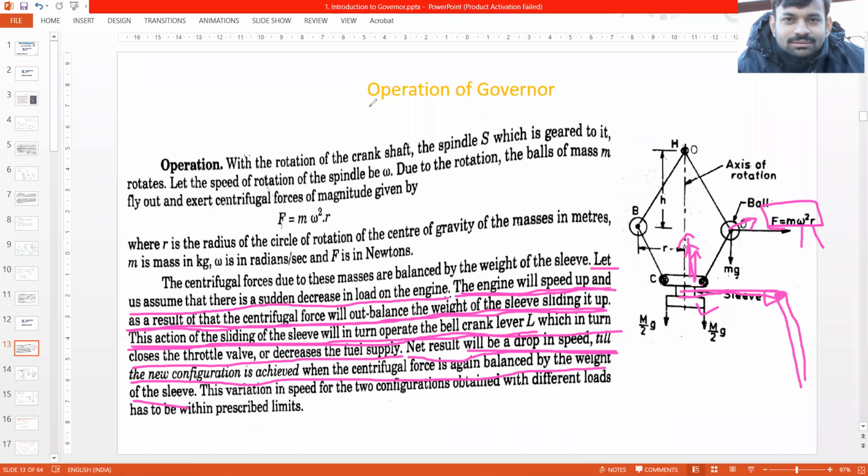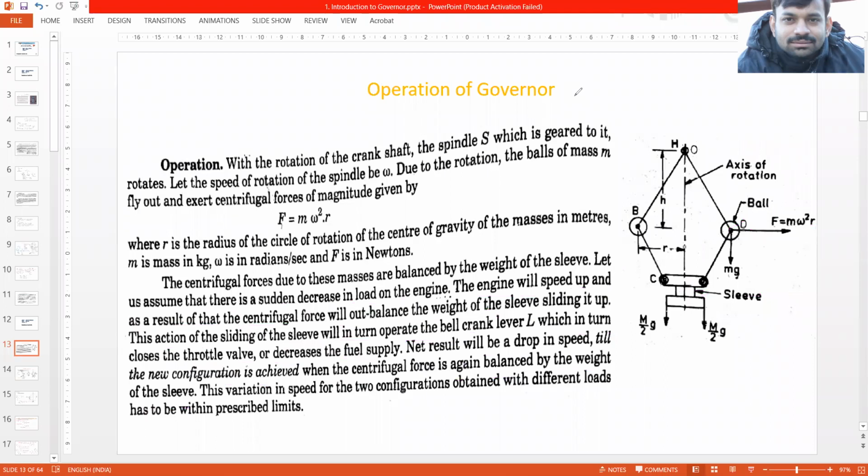So since the fuel supply has reduced, now the speed of the engine will reduce. Speed of the engine is reduced, so again the value of the centrifugal force will reduce. Why? Because omega and r will decrease. Since this value is decreased, this will result in the drop in speed. Till how far will the speed drop? Till the new configuration is achieved, when the centrifugal force is again balanced by the weight of the sleeve.